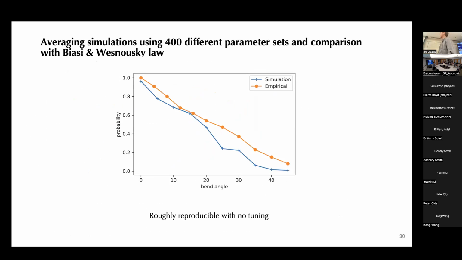So we can compare our results. By averaging all the numerical results using 400 parameter sets, we can take the average and compare it with the empirical results from Biasi and Wesnousky. They are in rough agreement without any tuning. So I think the result is very robust for many different types of parameters, and the result is basically determined by the angle. The bend angle is the most important parameter governing the seismic cycle in this system. Also, this is a 2D quasi-dynamic simulation.